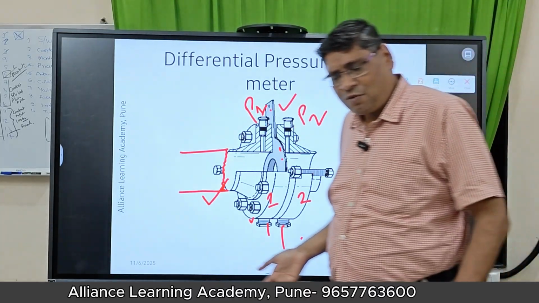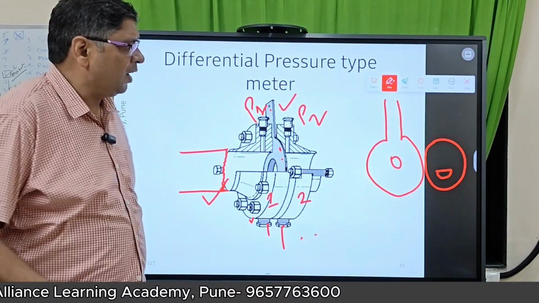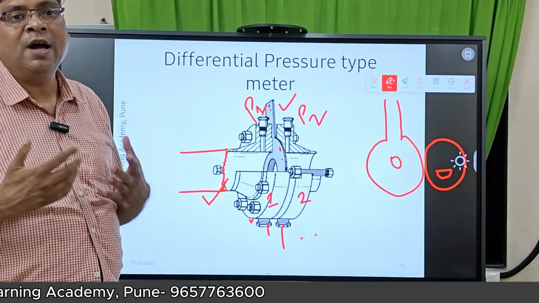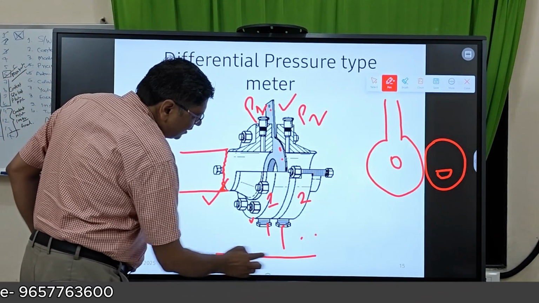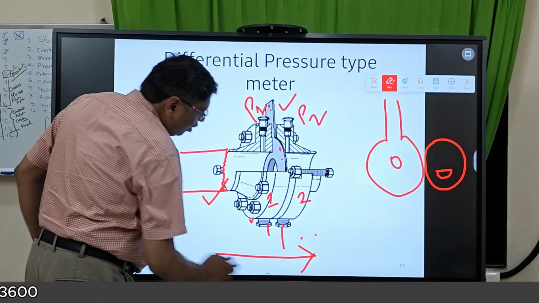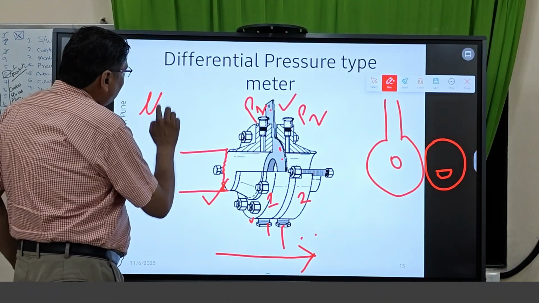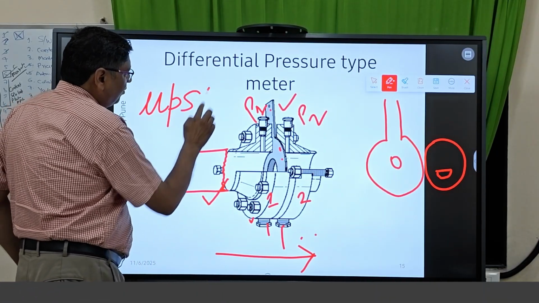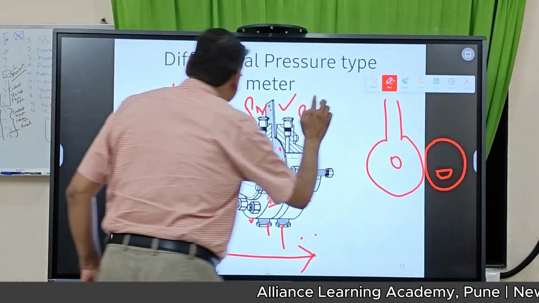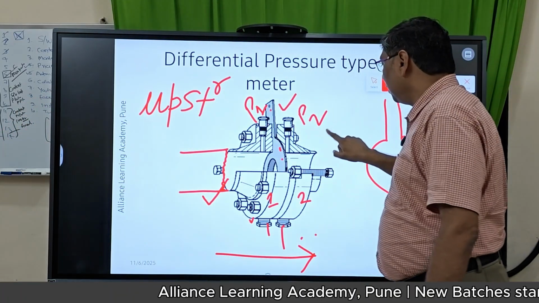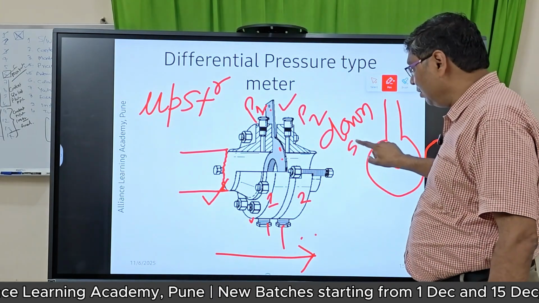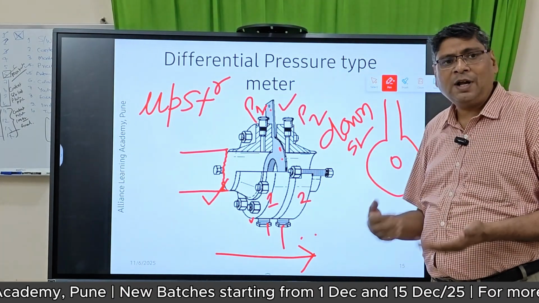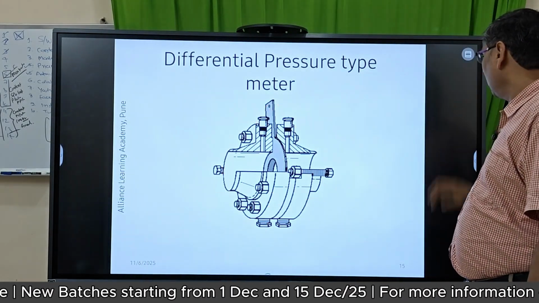A few more things I want to tell you, which are very important. What is the meaning of upstream and downstream? It means if fluid is flowing in this direction, this place is called upstream, and this side is called downstream. So we will understand this more when we go to the next slides.